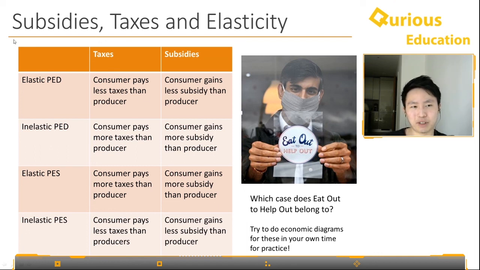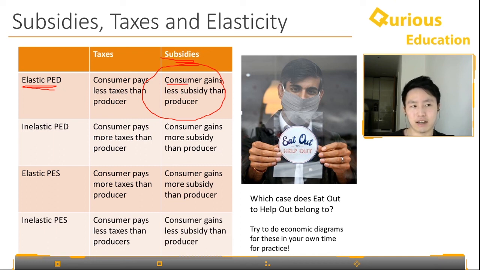So for the more technical people, or for those revising for their A-level exams in the autumn, this would be a useful grid to have. It says who benefits more or who benefits less from taxes and subsidies given the elasticity of a certain curve. So I wanted to ask you guys which one restaurants would be, but I guess it's hard for you to tell me in the chat. But restaurants would actually belong in this grid, right? The Eat Out to Help Out. So let me just put it here. It would be this grid, because restaurants are relatively elastic, and also we're talking about subsidies, right?